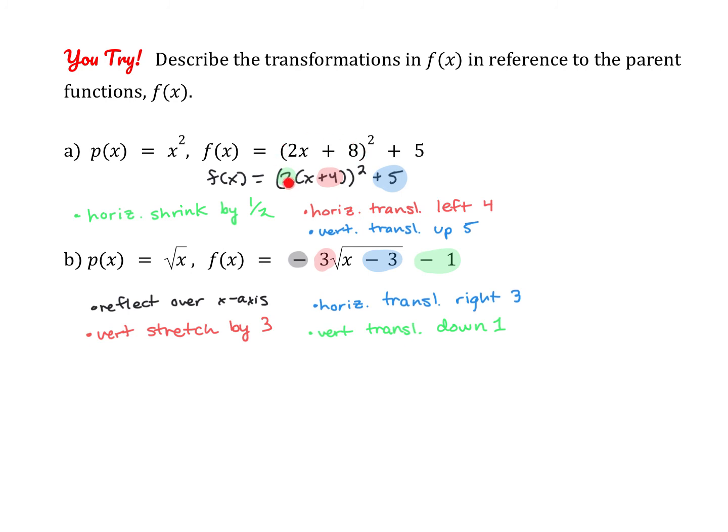For part A, there was that extra kind of tricky step of factoring out the 2 before you assess the transformation. So this is a horizontal shrink by a factor of 1/2. This is actually a shift to the left 4, so don't forget to factor out the 2. And this is a vertical translation up 5. Here we have 4 transformations: a reflection over the x-axis, vertical stretch by 3, horizontal translation right 3, and a vertical translation down 1.